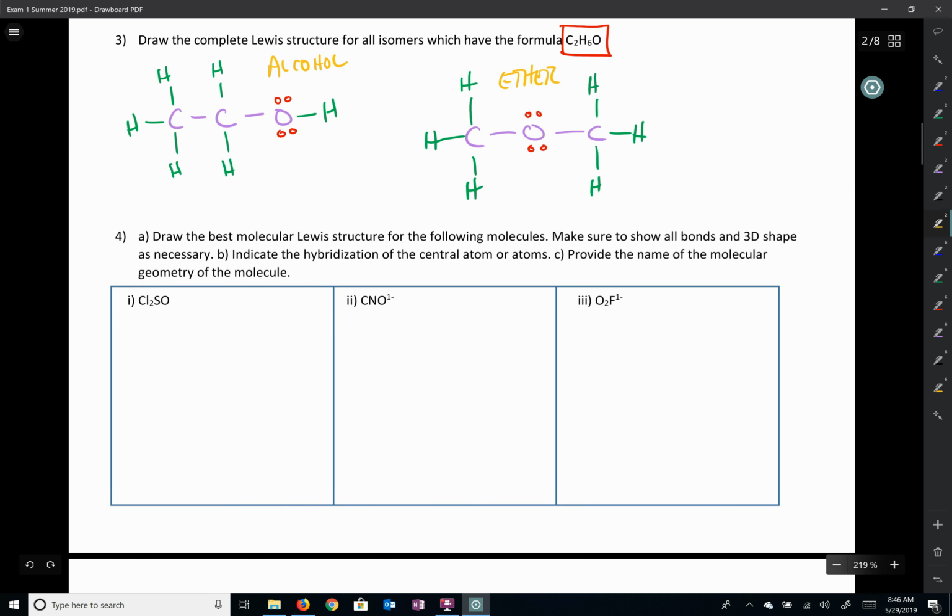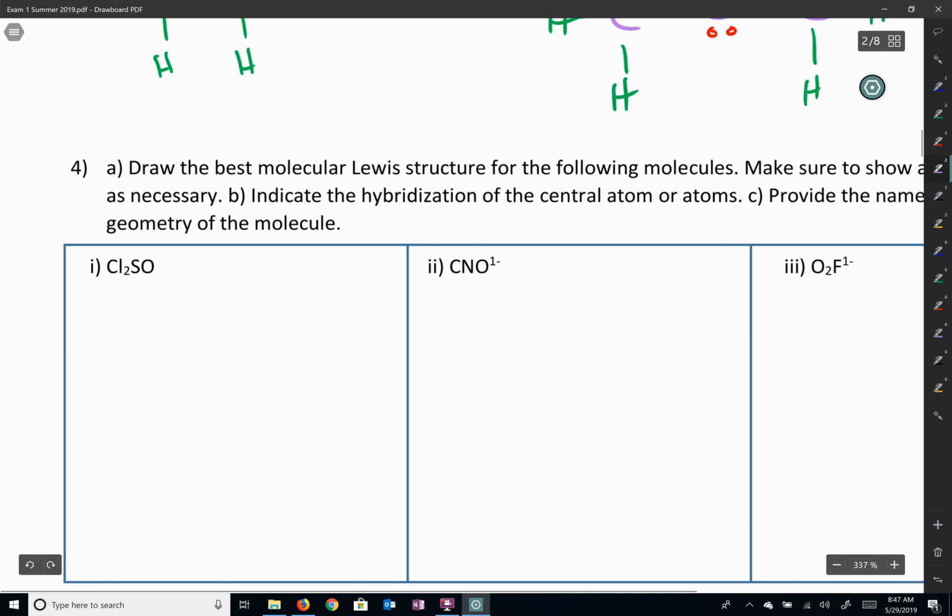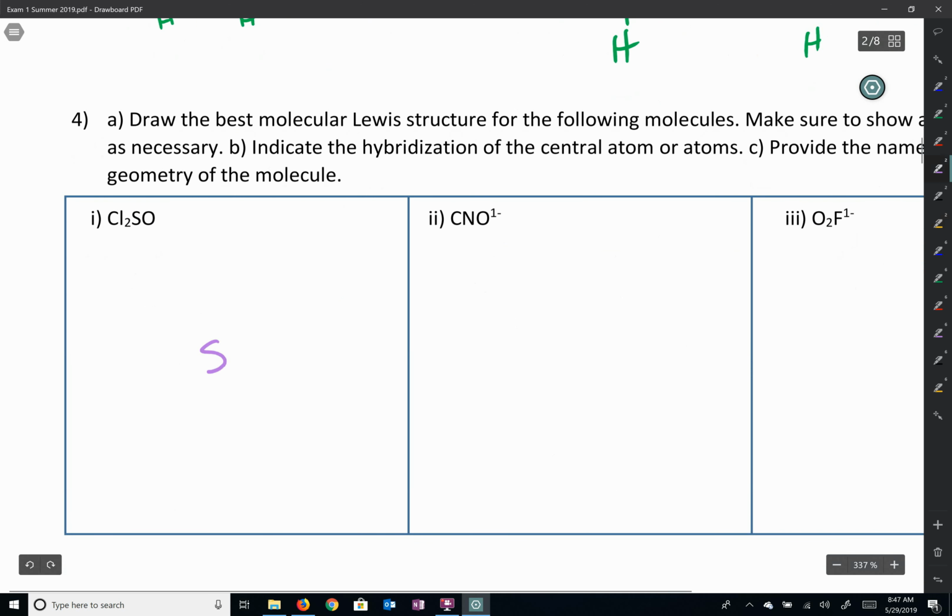Cool. Next. Draw the best molecular Lewis structure for the following molecules. Make sure to show all bonds, indicate the hybridization, and provide the name of the molecular geometry. Sounds good. All right. So I'm going to walk you guys through it. Okay. Cl2SO. The least electronegative atom goes in the middle. We connect our other atoms to that central atom using single bonds.